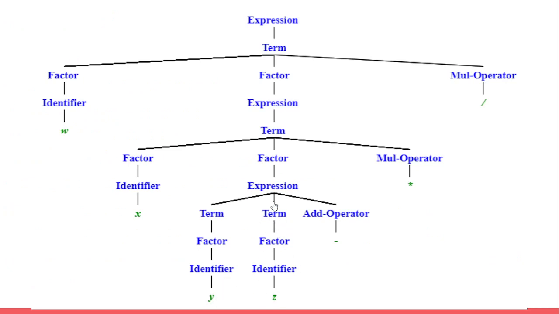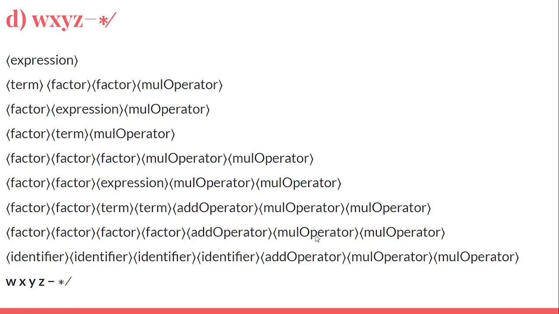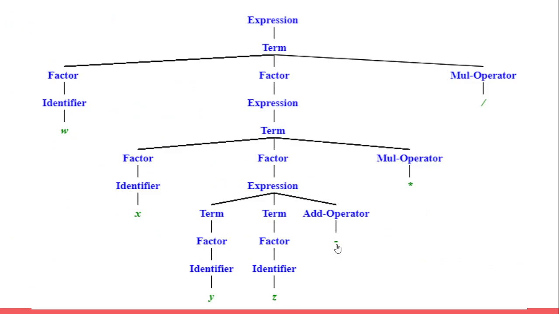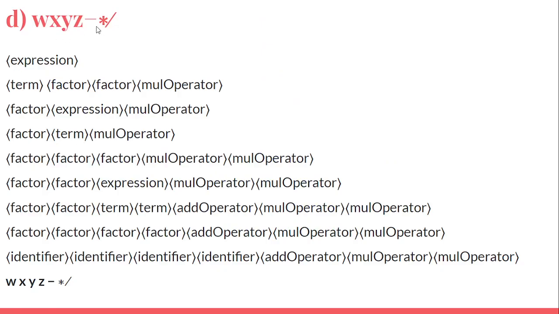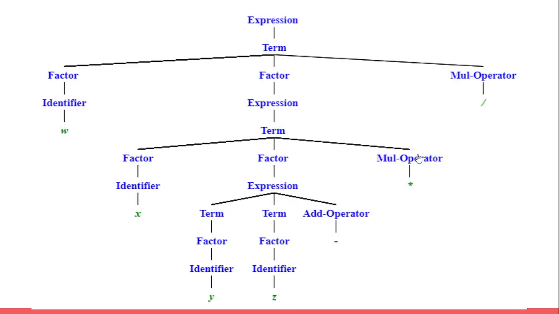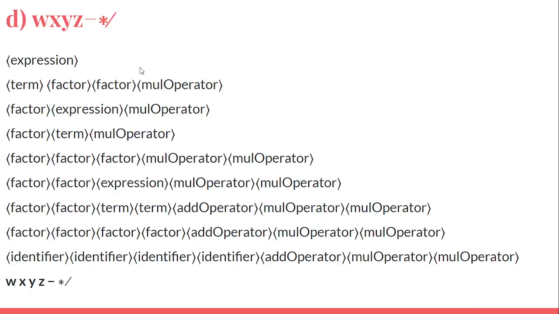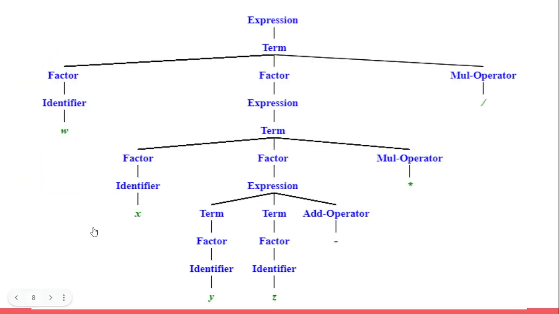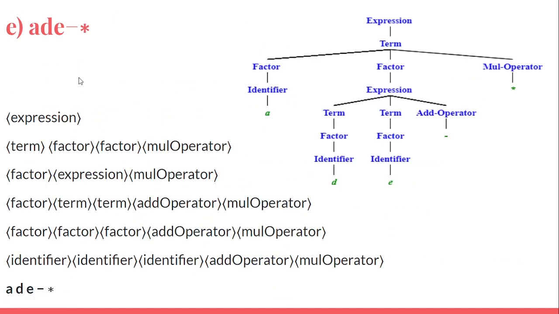Similarly, the z will also be obtained, and the add operator will then be replaced with a minus sign, as the fifth character required is the minus sign. Then the sixth character is multiply, so this multiply operator will be replaced with multiply, and the last multiply operator will be replaced with divide. So we get our string. So it is also a valid string.